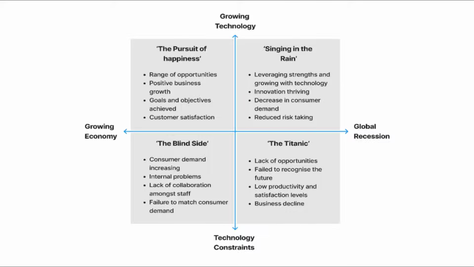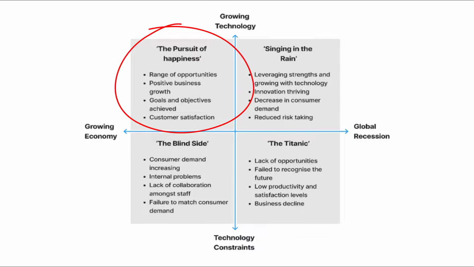And towards the left and right hand side, we have the global recession and a growing economy. So the two possible outcomes are obviously completely different from each other. But this is how you would categorize the scenario planning matrix. And then you have the different categories in the middle in terms of the movie titles as I went over. So you can see here The Pursuit of Happyness, and that is in terms of having a growing economy and growing technology. So everything's thriving here.